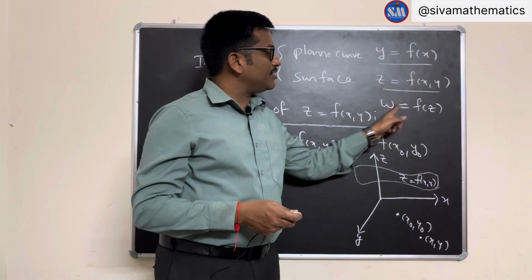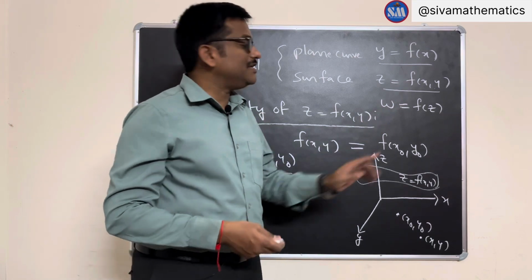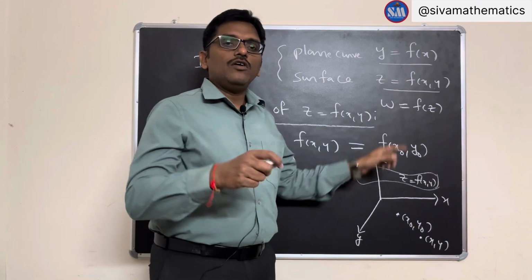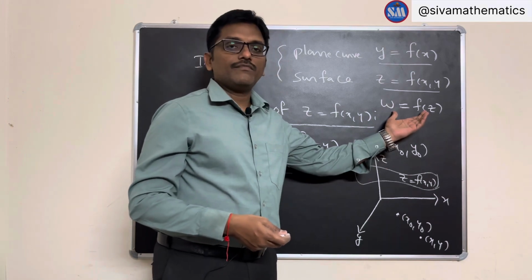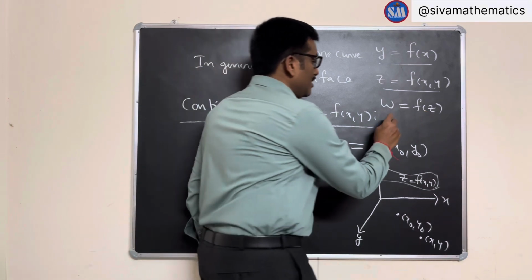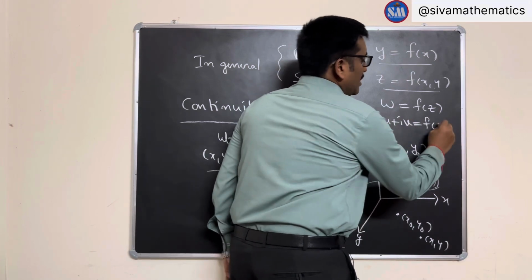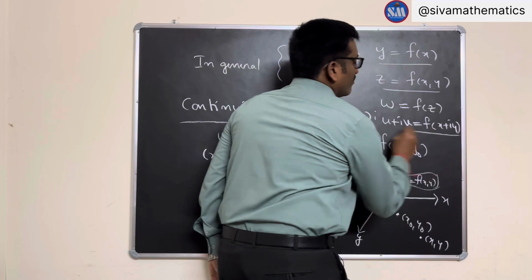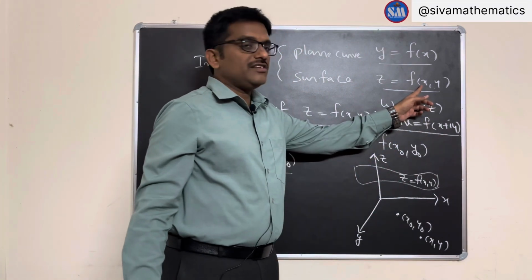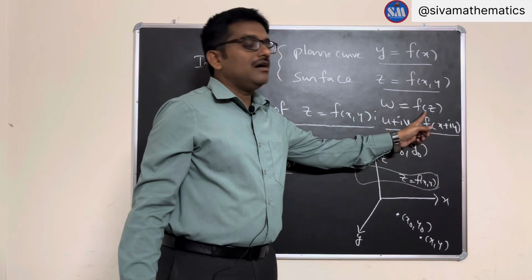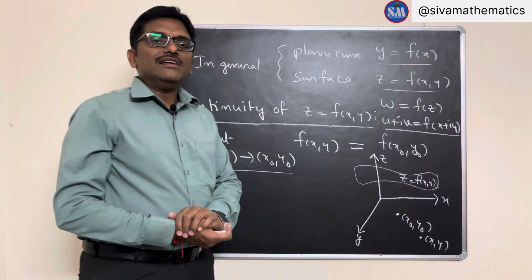Whereas for complex functions, the outputs may also be complex numbers, meaning for the output values we need another plane. In total, 4 variables are involved here. Omega we can write as u plus iv, that is equal to f of z, which we can write as x plus iy. Anyhow, the domain is the same for functions of two variables as well as complex functions, and the procedure of finding the limit is also going to be the same.